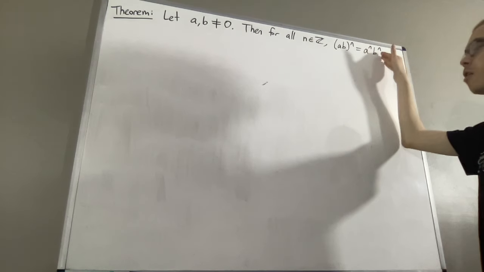So from this definition of non-negative integer exponents, we have proven a theorem really similar to this. We proved if a and b are any real numbers, then for each non-negative integer n, (ab)^n is equal to a^n times b^n.